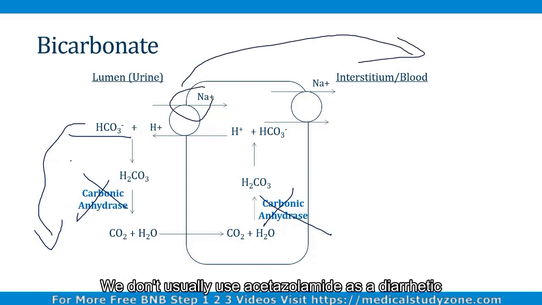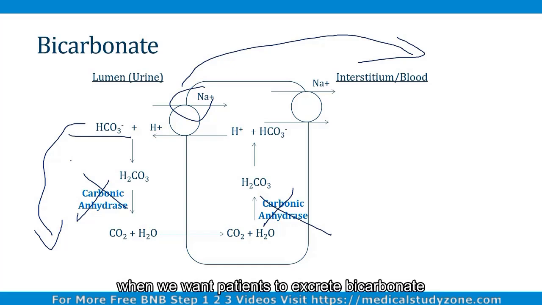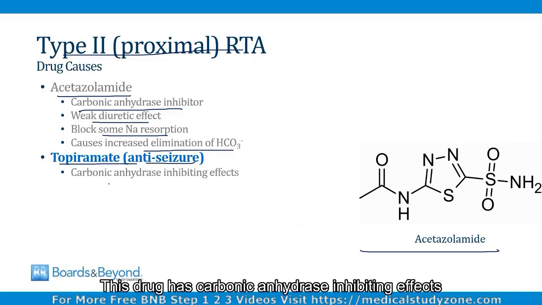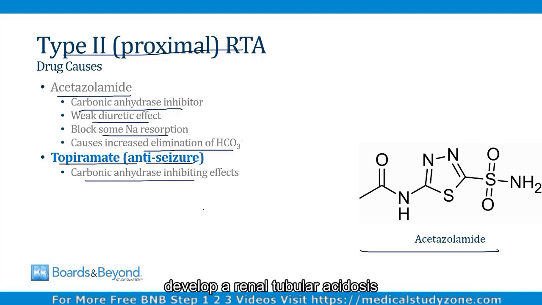We don't usually use acetazolamide as a diuretic because the effect is so weak, but it is given when we want patients to excrete bicarbonate, and that's because it causes a type 2 RTA. Another drug to know about is topiramate, which is an anti-seizure drug. This drug has carbonic anhydrase inhibiting effects, and so many patients who take this drug to prevent seizures develop a renal tubular acidosis and a reduction in the plasma bicarbonate.